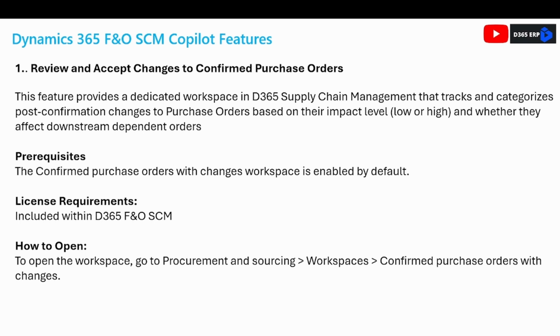The prerequisite for this is that the Confirm purchase order with changes workspace is enabled by default. I'm sure this feature is already there if you have updated to 10.0.39 or a later version. The license requirement, as I said, is included within our D365 F&O SCM license. To navigate to this workspace, go to the Procurement and sourcing module, then Workspaces, and then Confirm purchase order with changes. So how does it look?